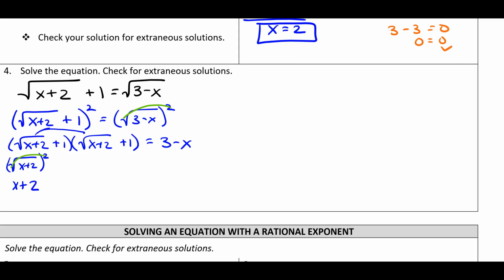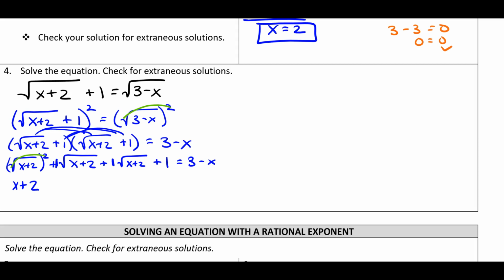Then we're going to have the square root of x plus 2 times 1. So plus the square root of x plus 2. Okay, can't do anything to that, so we're going to leave it. Then we're going to have 1 times the square root of x plus 2, so again we have a 1 here, we have a 1 here, square root of x plus 2. And then 1 times 1, that's something we like, equals 3 minus x.